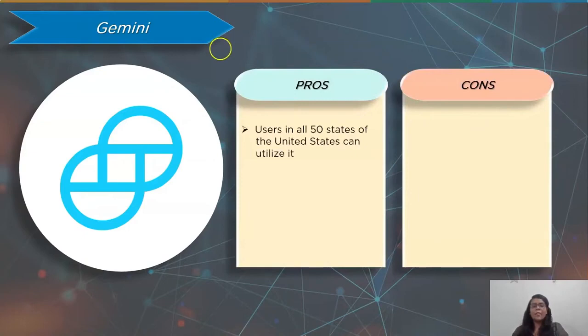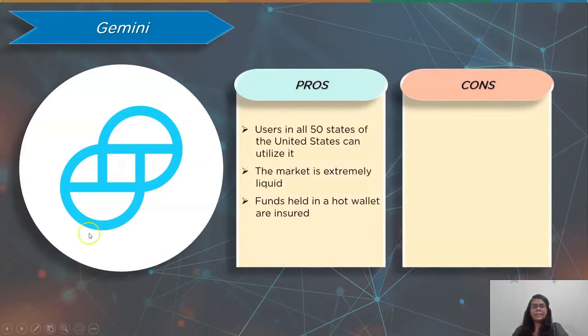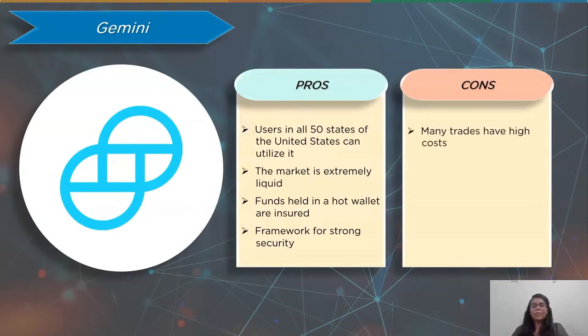Gemini is available in all 50 states of the United States with an extremely liquid market. All the funds stored in the wallets are perfectly insured and secure. Also, its UI is pretty strong. Coming to its cons, many traders find it has high cost as compared to other crypto trading platforms. It supports fewer cryptocurrencies as well.